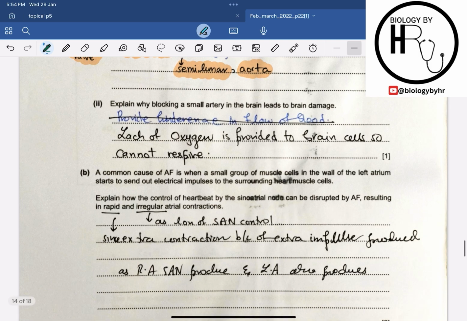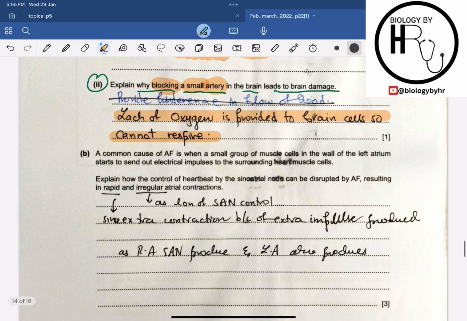Now in part 2 they are saying explain why blocking the small artery in the brain leads to brain damage. We know the basic function of an artery is to supply a specific part with oxygenated blood, right? If that small artery is blocked, there will be a lack of oxygen provided to the brain cells, so the brain cells cannot respire, and they may die, right. So this can be the answer of part 2.